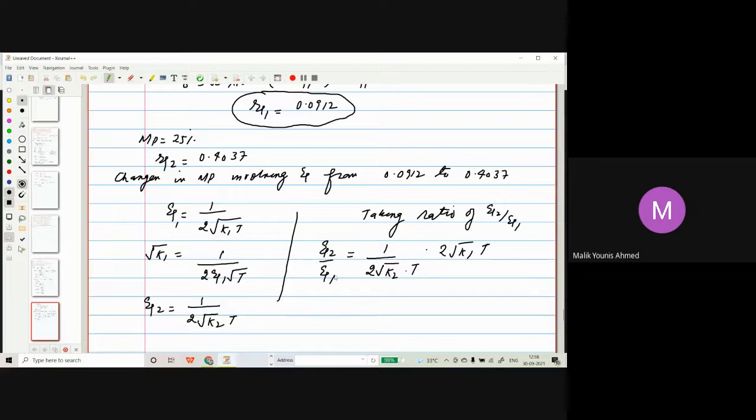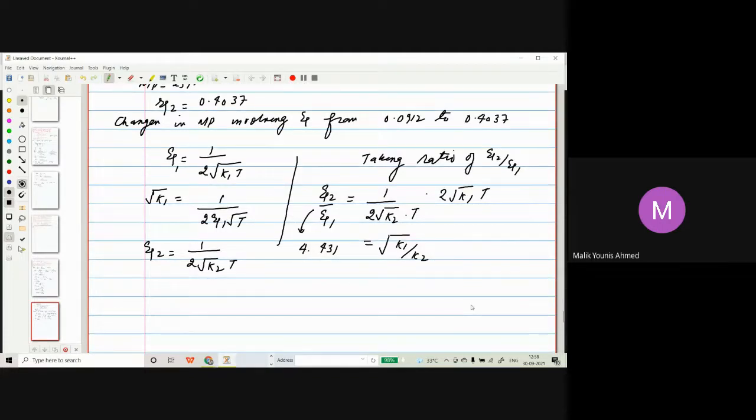So the xi2 by xi1 value will be 0.0921 divided by this, so that is 4.431. That's the value of xi2 by xi1. It is very clearly k1 by k2.